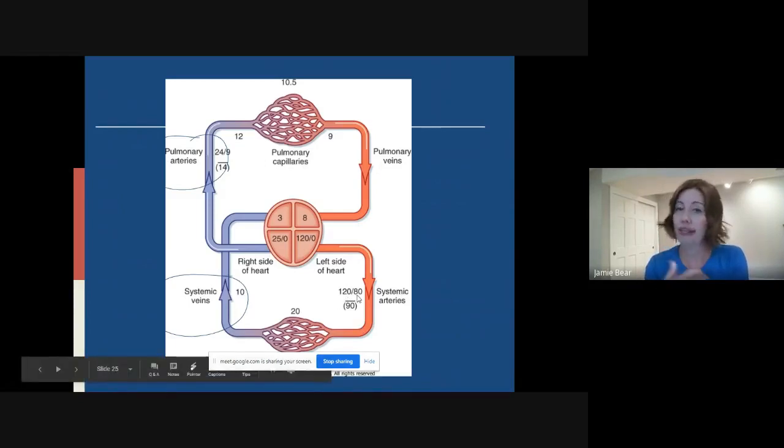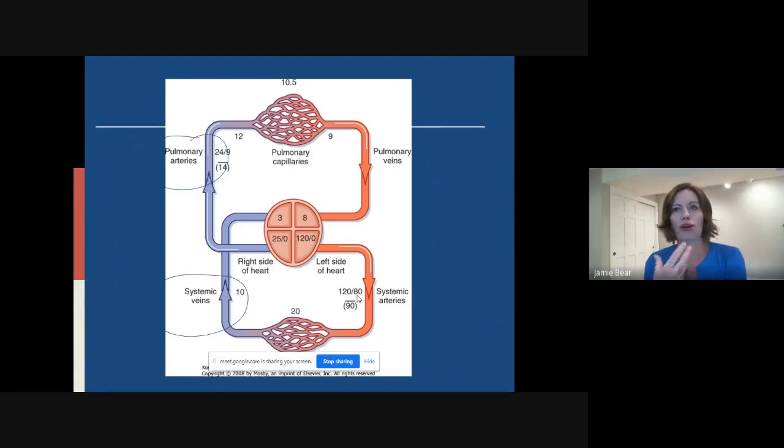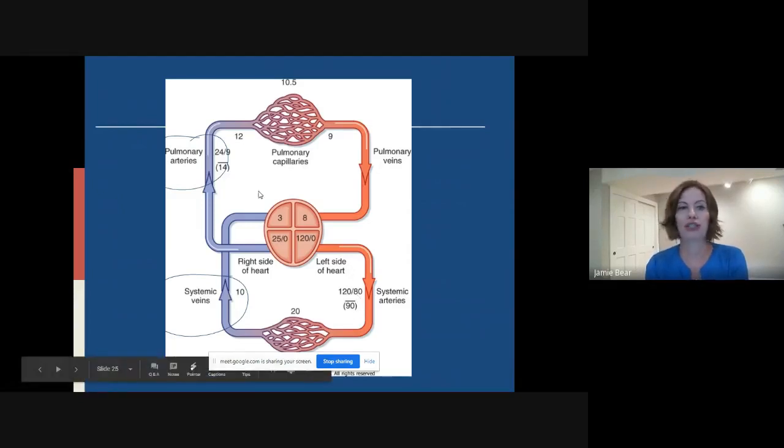120/80, and that's just our blood pressure. We're not used to saying our systemic driving pressure, but that really is what it is. So approximately 120/80 in our systemic circulation and approximately 24/8 or 9 in our pulmonary system. And that's once again just a function of the greater distance that our systemic system has to go through.